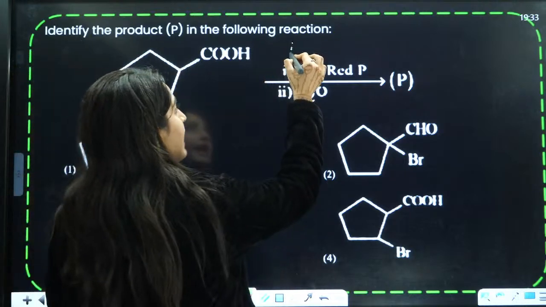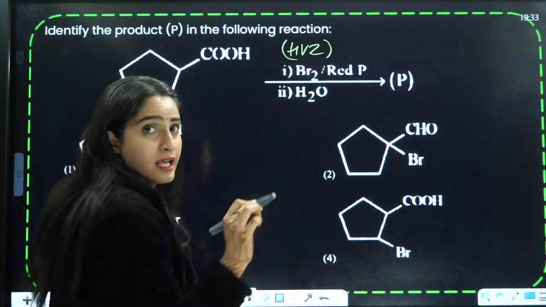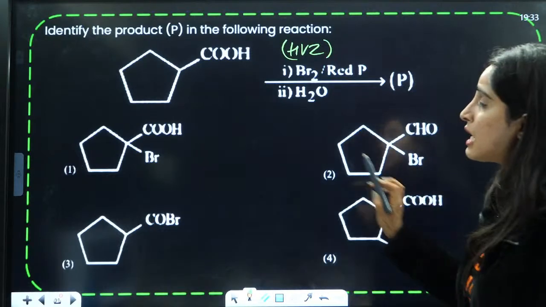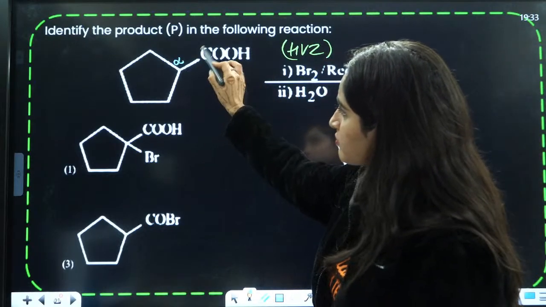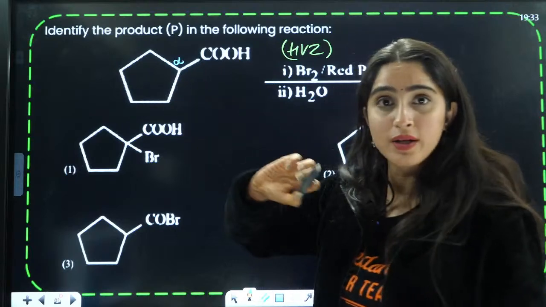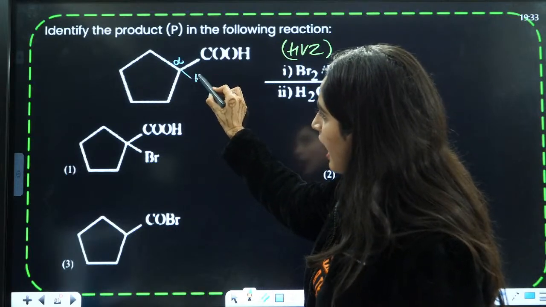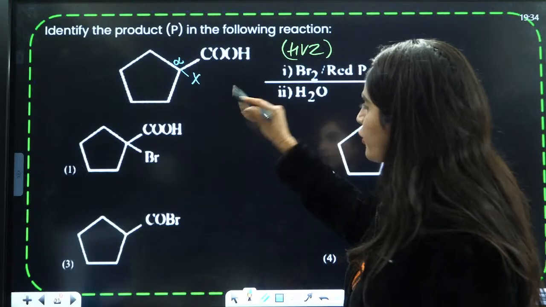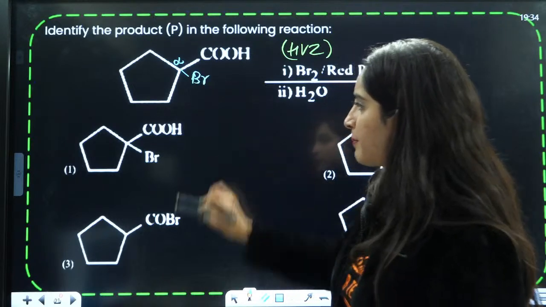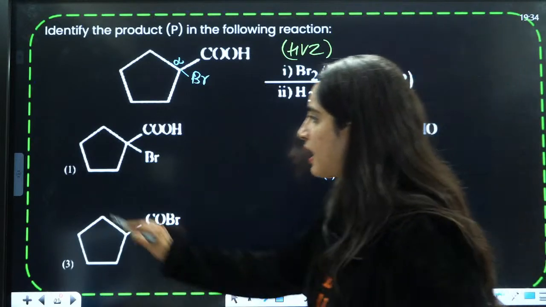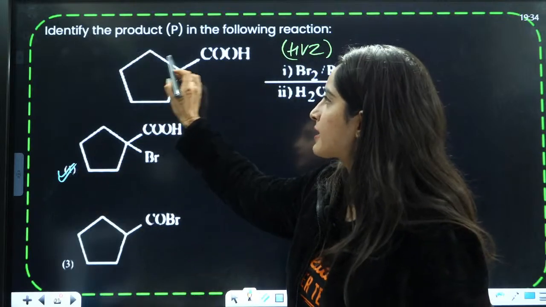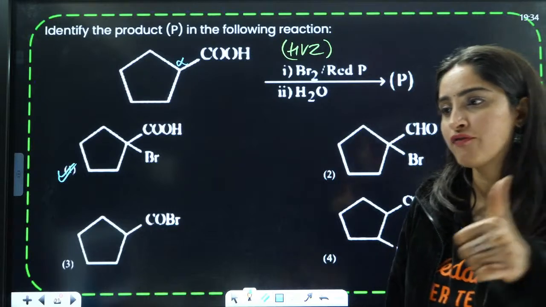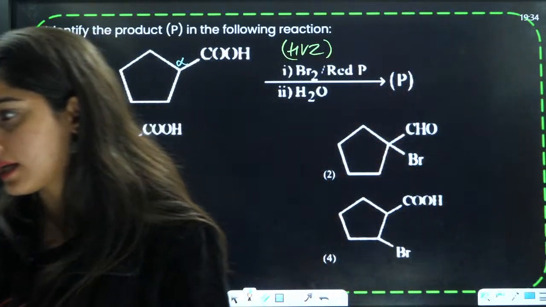Yes, this is called the HVZ, Hell-Volhard-Zelinsky reaction. Where the alpha carbon, this is the carbonyl carbon, the carbon next to it is alpha. If it has a hydrogen, that will be replaced by the halogen that you have added. Here you have added Br, so it will be replaced by Br. So this is going to be the answer. So the first is the correct answer because that is your alpha hydrogen. Okay guys, everybody in the chat box, is that clear?